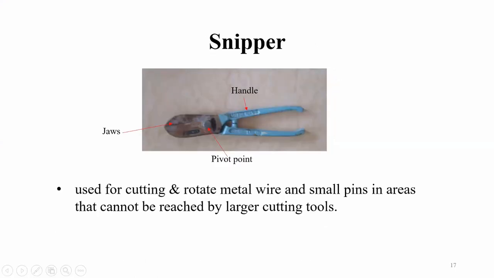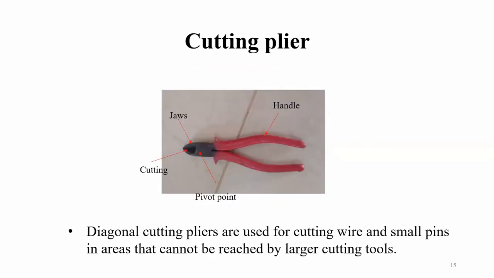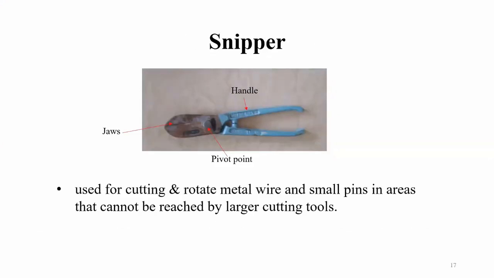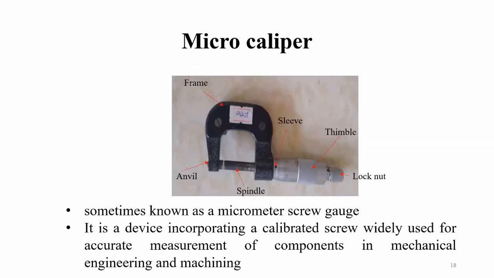And the other one is snippers, and this one is normally used to cut metallic wires and small pins in areas where other tools cannot reach. This one is also the same as the cutting plier. Cutting plier is normally used to cut wires or metallic wire, and the same process is done by the snippers as well. And you all know this one, micro caliper.